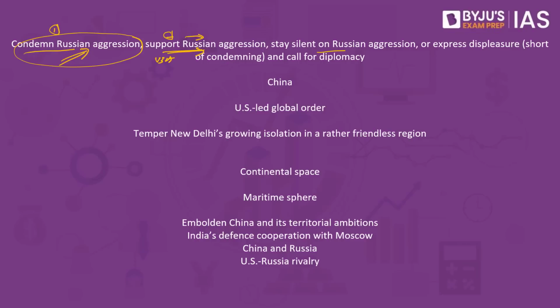India could have also remained silent on the Russian aggression. This could have become pro-Russian as well. But instead of choosing the third option, India went on to express displeasure and call for diplomacy, where both parties should ultimately get to the diplomatic table and end this war. That was the call given by India. So India chose the fourth option and not the other three options, primarily because of its own geopolitical considerations.